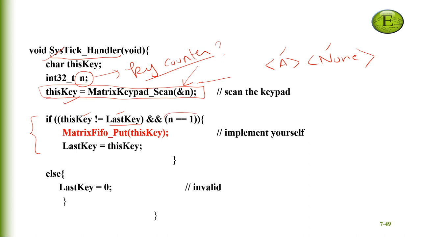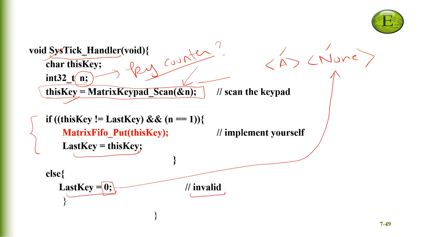And then the number of key presses should be equal to one. If these two conditions are fulfilled, then the keypad scan output is registered and we update the last key. Last key is set equal to this key. And if these conditions are not met, then we consider the keypad scan routine output as invalid. In that case, we can just register a none key over here. In other words, no key pressed. So this zero really corresponds to this none situation.